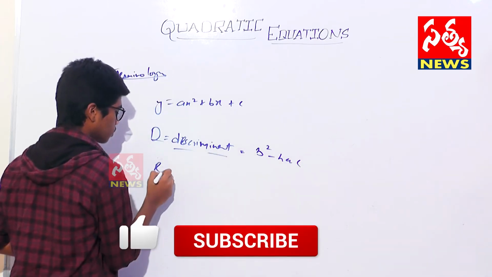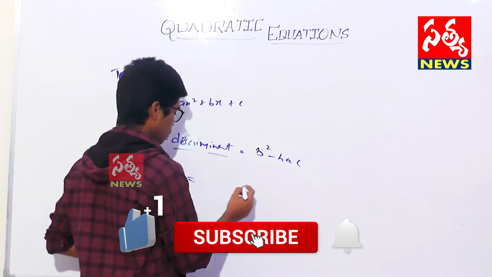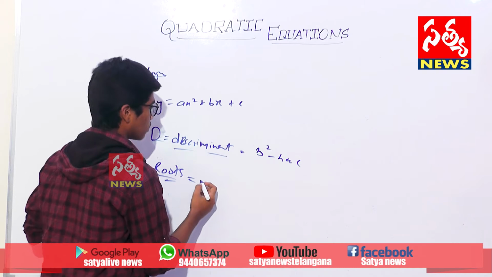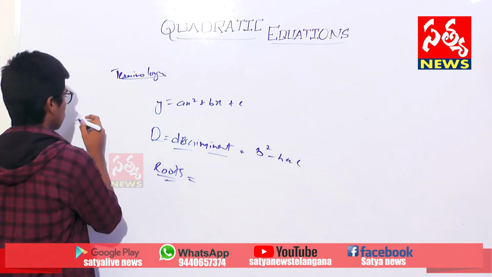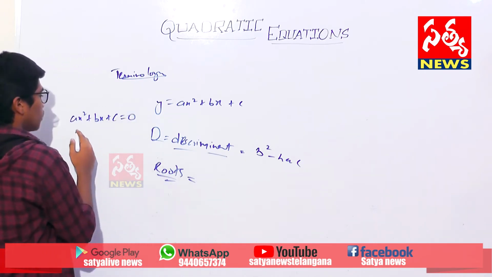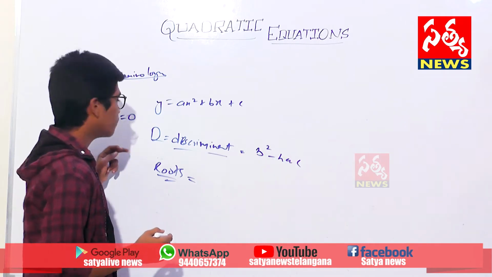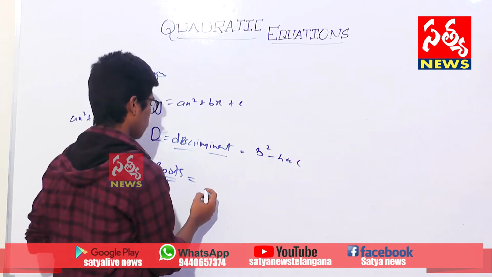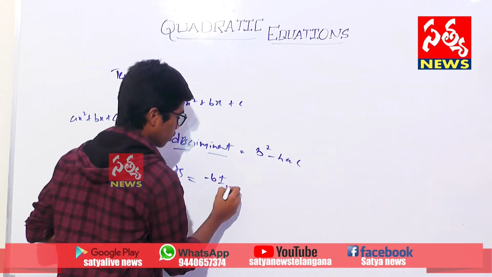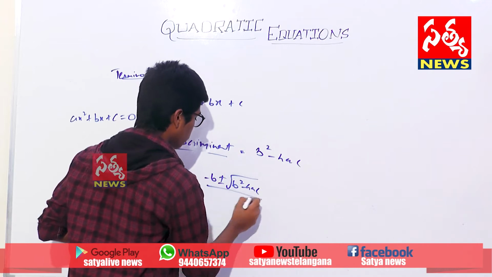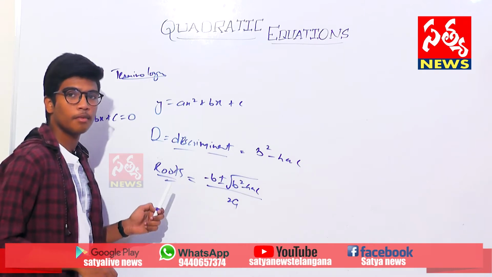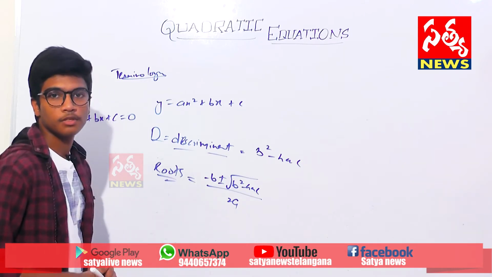And the term we use is roots. Roots are nothing but the zeros of the equation. For solving zeros or roots, we have to equate the quadratic equation with 0 and factorize it, and we can solve the roots. For this, the roots are minus b plus or minus under root b square minus 4ac by 2a. Okay guys, these are the main terminology we use in quadratic equations.